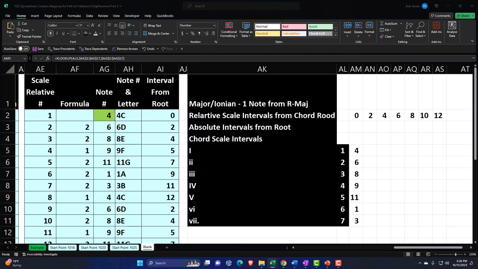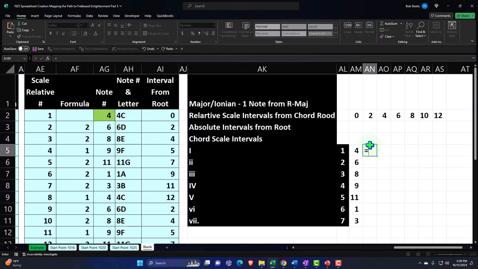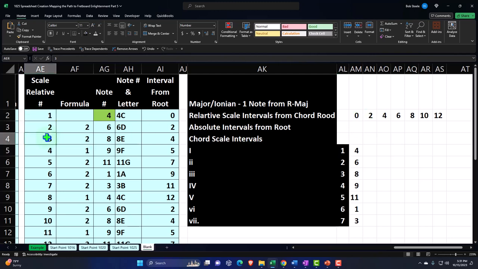Note that I cannot just say this is going to be 4 plus 2 because that would be talking about absolute distances. What I need to do is say, look, this is the one note in the scale, which happens to be a 4 or a C, and I'm going to go up two notes in the relative scale positions from note 1 up to note 3 in this case. And note 3 is going to be an 8 or an E. Notice I can't just count up two notes because I'm not using all of the notes in the musical alphabet. We're in the scale. We're counting up relative to the scale now.